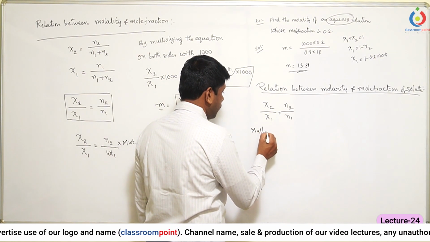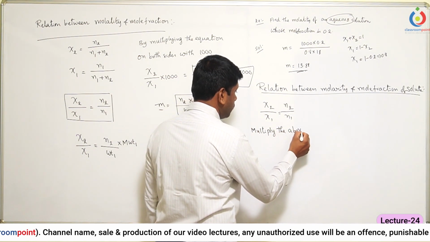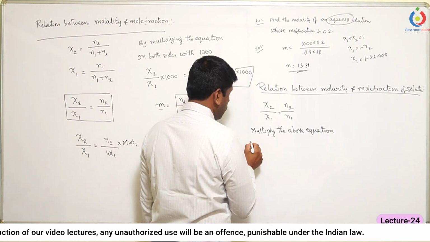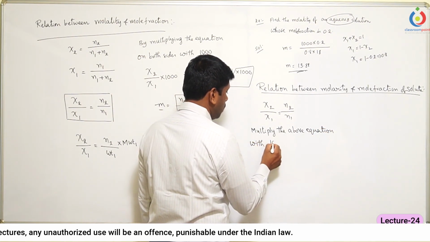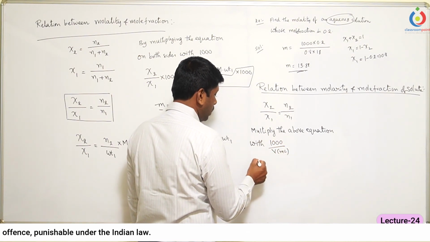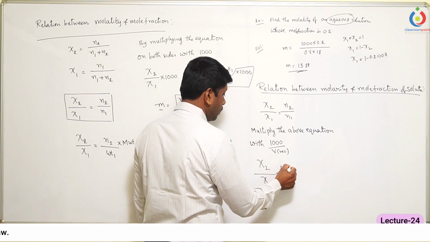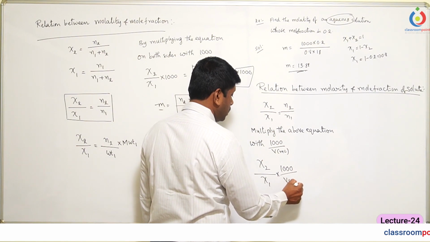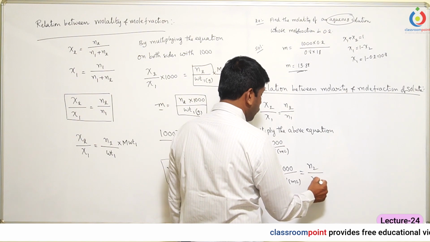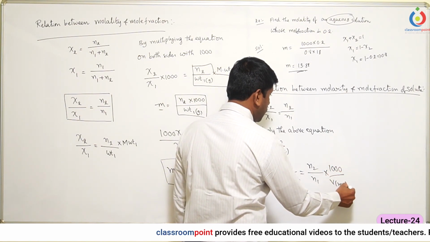So multiply the above equation with 1000 divided by the volume of solution in ml. So we are going to get x2 by x1 into 1000 by the volume of solution in ml equals n2 by n1 into 1000 by the volume of solution in ml.